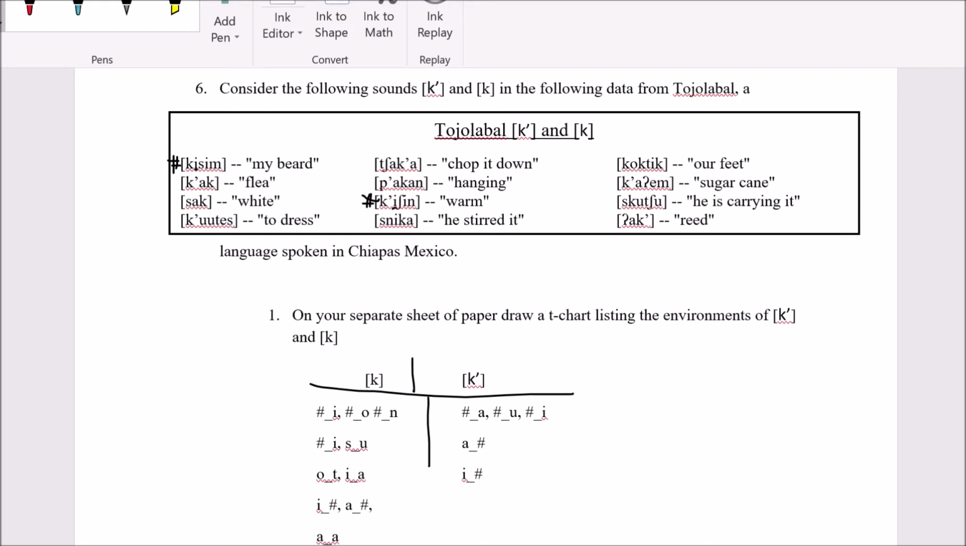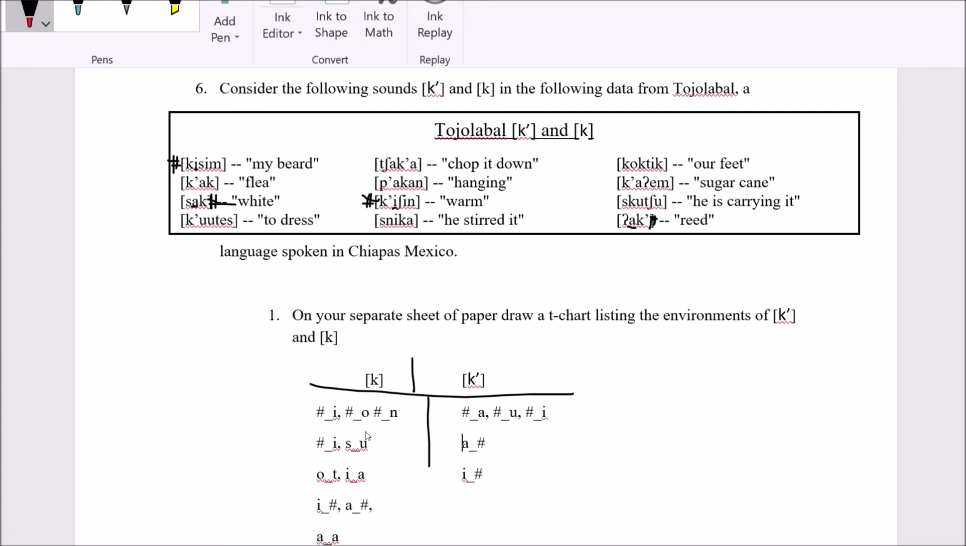So here we see the two different sounds existing in exactly the same environment. And again, we can see that here with the word sak, meaning white, and ak, meaning read, that it exists between a word boundary. So right there and right there.